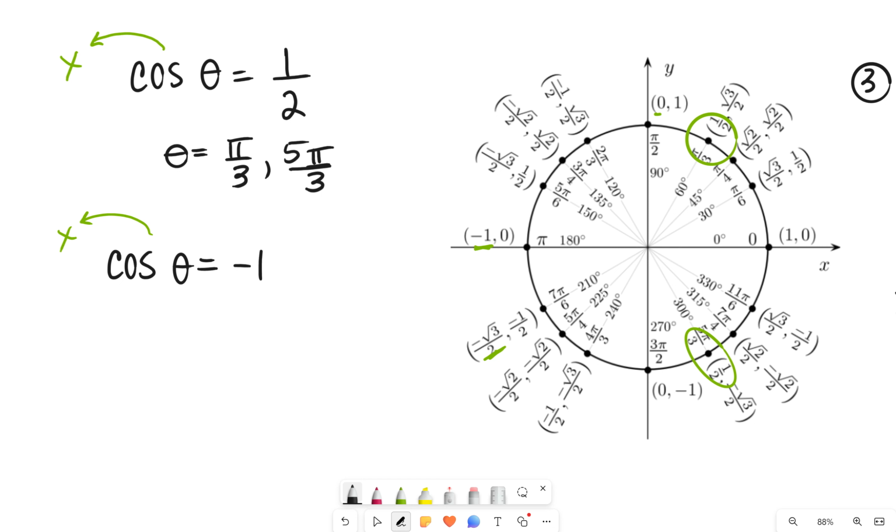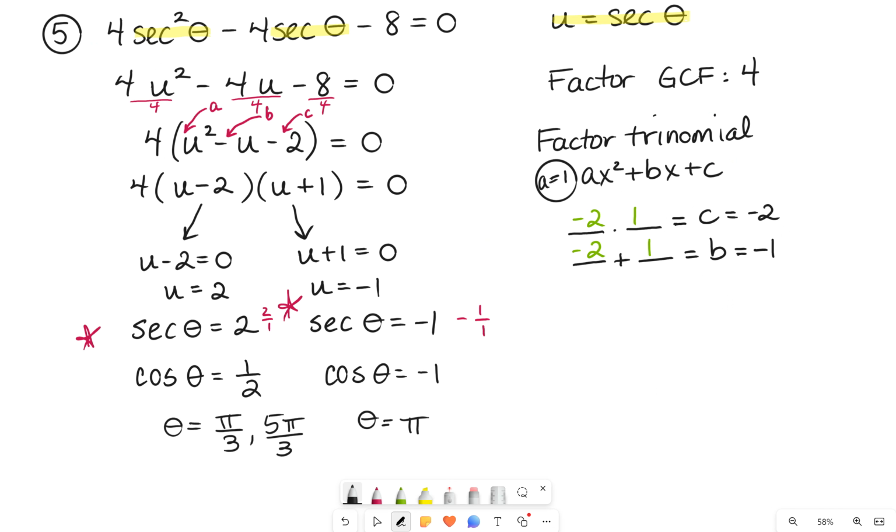Next, where is x going to be negative 1? I look around my unit circle at all the x values, and the only time x is going to be negative 1 is right there. So our theta is pi. And you're done. For this equation, we had 3 solutions.